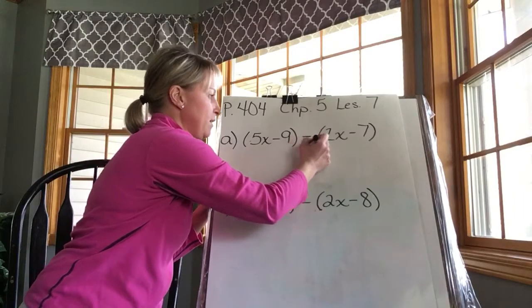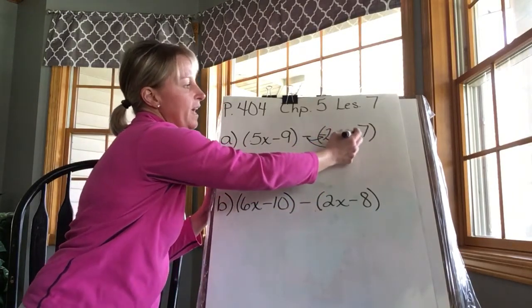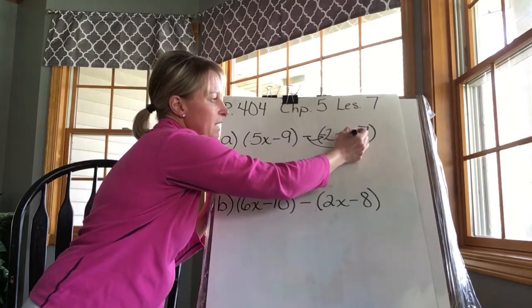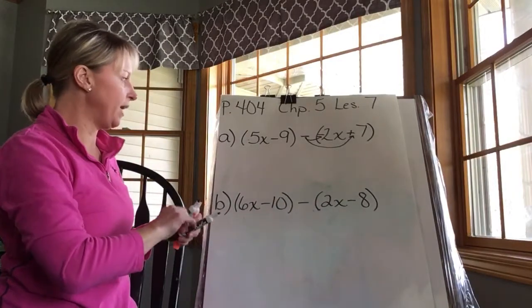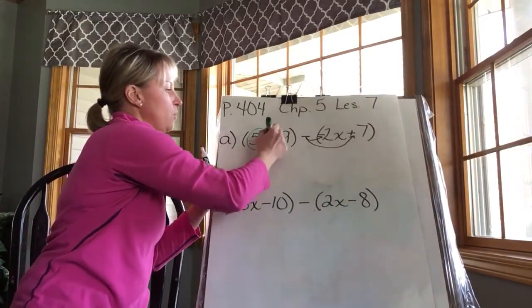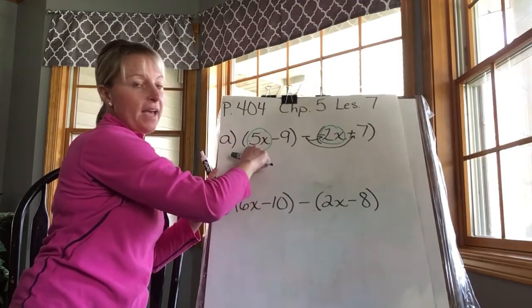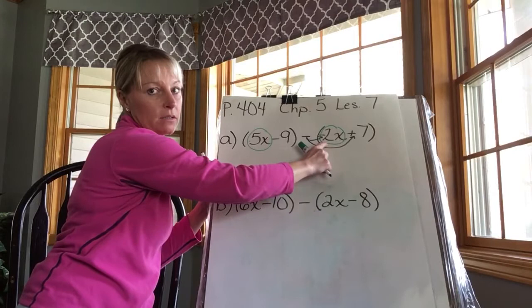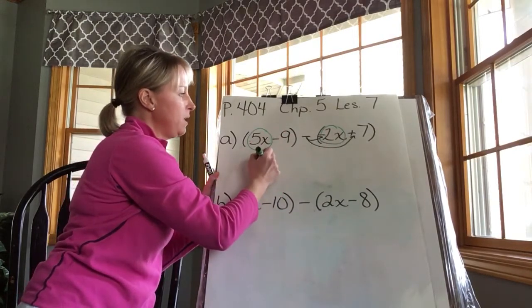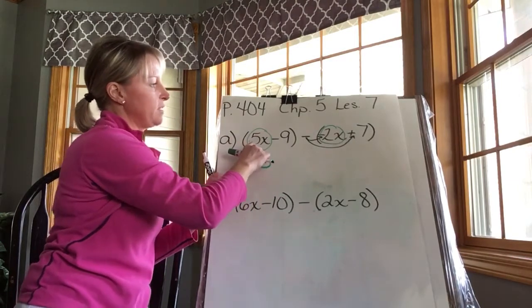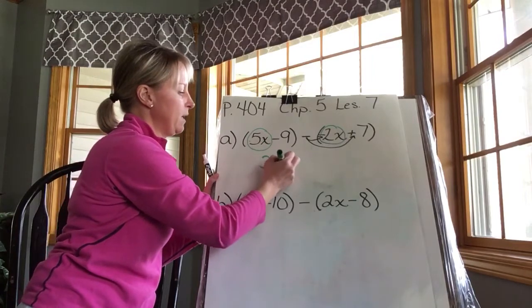Then you take the negative times this negative, which now the -7 becomes a positive, because a negative times a negative is a positive. So now I can go ahead and circle my like terms. So I've got a positive 5x and a negative 2x. One's positive, one's negative, so you're going to subtract. 5 minus 2 is 3. Now, you take the sign of the bigger number, which is the 5, so it's going to stay a positive 3x.